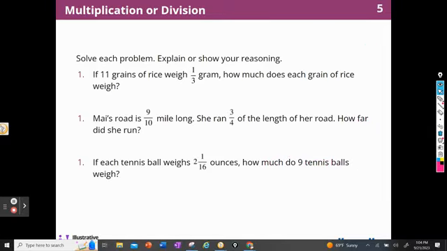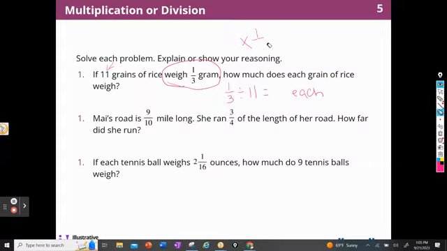If 11 grains of rice weigh 1/3 gram, how much does each grain weigh? What I'm noticing about this problem is this is the total weight, right? And this is each grain. So I think I'm going to have to take the total weight and divide it by how many grains we have to find out how much each grain is going to weigh. And remember, when we did the warm-up, we said that dividing by a number is the same thing as multiplying by its reciprocal.